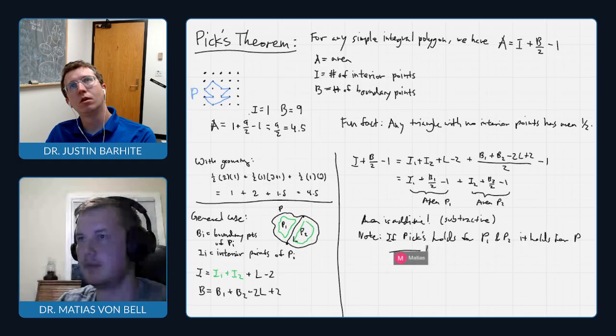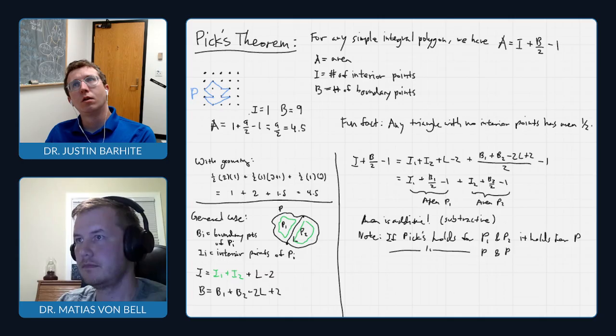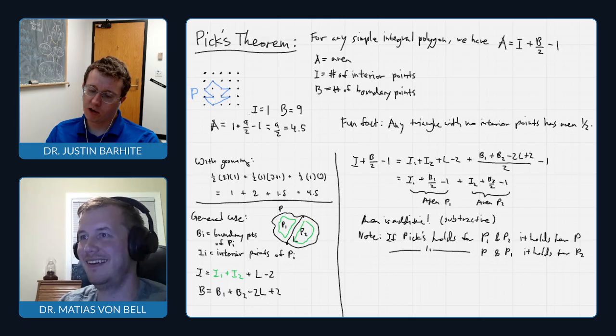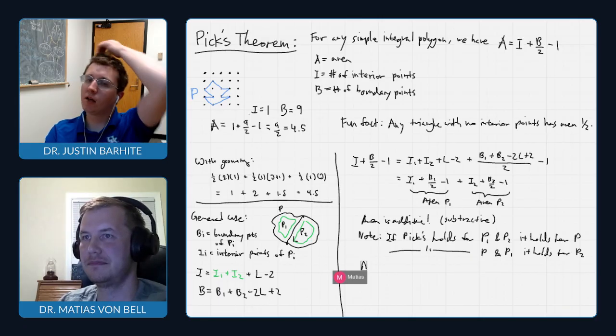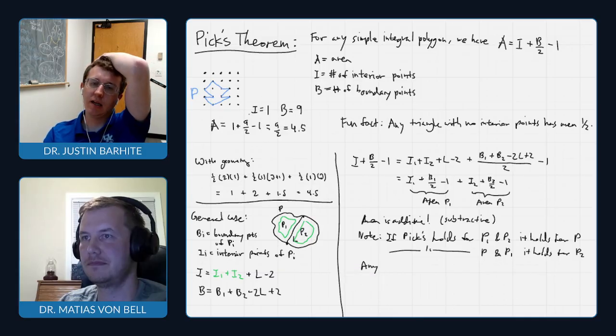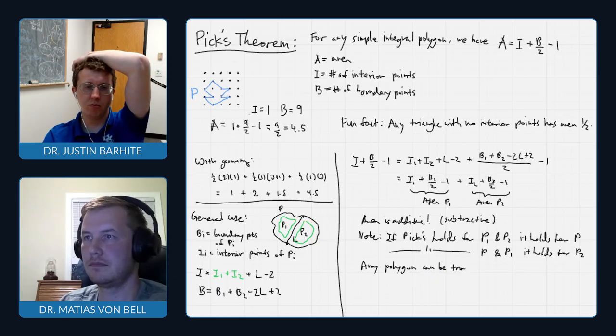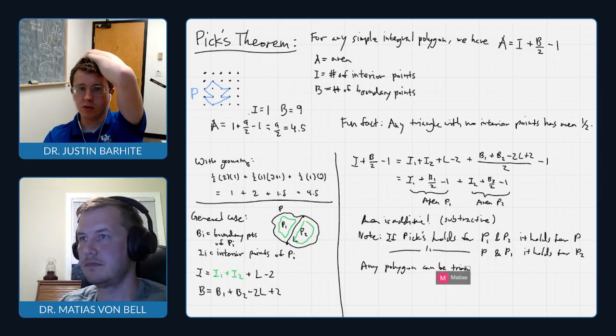Also P1 and P2. I guess I just kind of already believe that what you're about to do with this arbitrary triangle, you can do with any simple integral polygon, but I do see this is nice. It's a tighter argument if you do this for triangles and then appeal to the fact that any polygon can be triangulated.